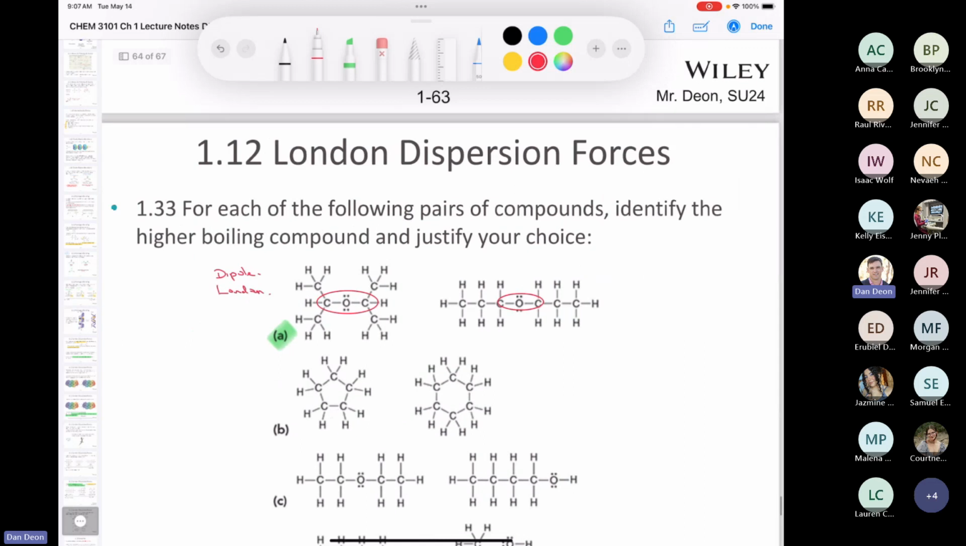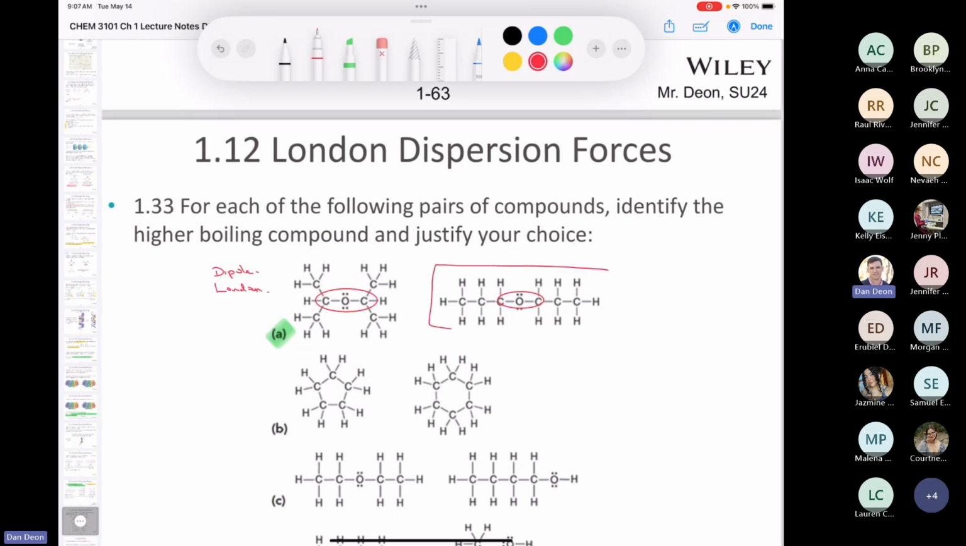Now, it's asking us which one is going to have a higher boiling point. Is it going to be the one on the left or the one on the right? It's going to be the one on the right because it has less branching. Absolutely. So we'll put here higher boiling point because less branching.